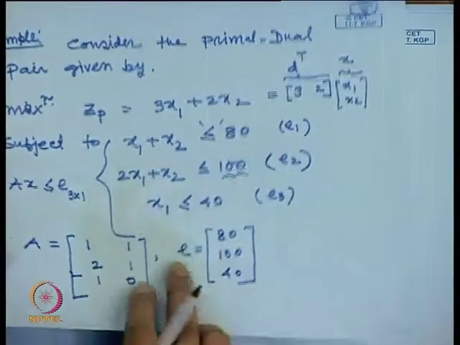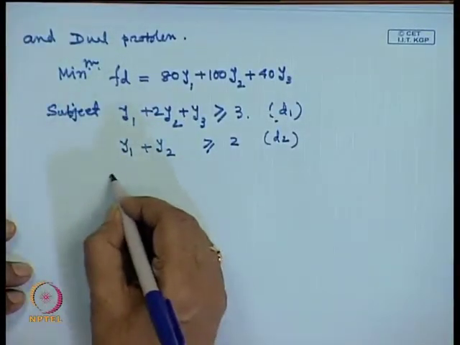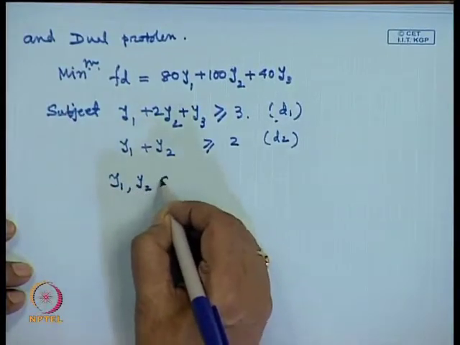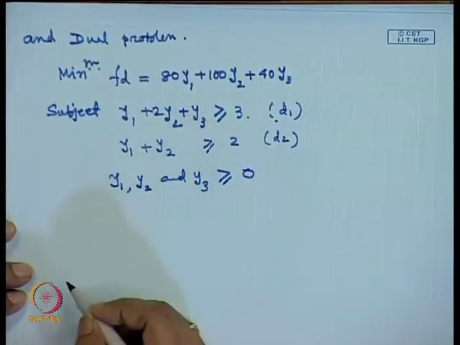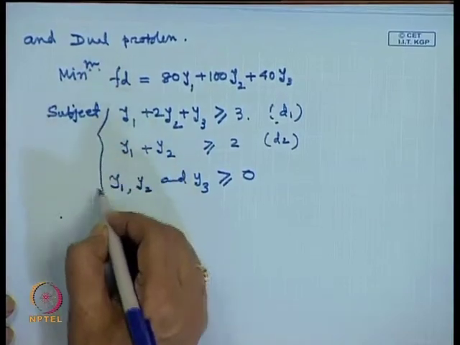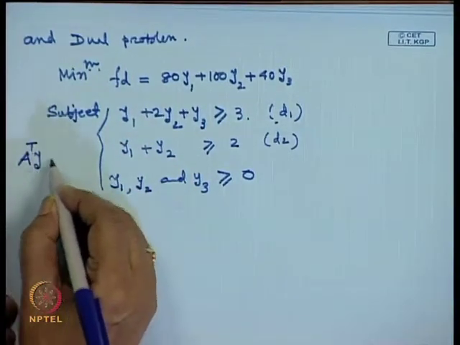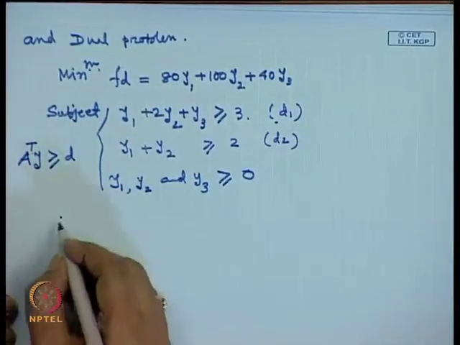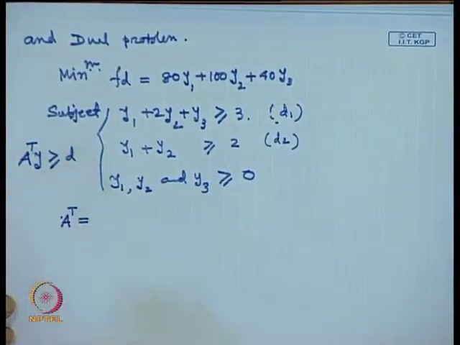So, 2 inequality constraints will be there in the dual problem, and y1, y2 and y3 will be greater than or equal to 0. And what is our A transpose? If you write it, this set of inequalities is nothing but A transpose y is greater than or equal to our d.